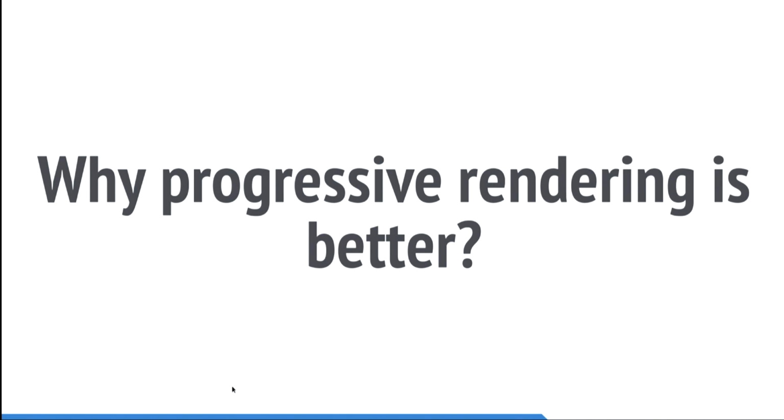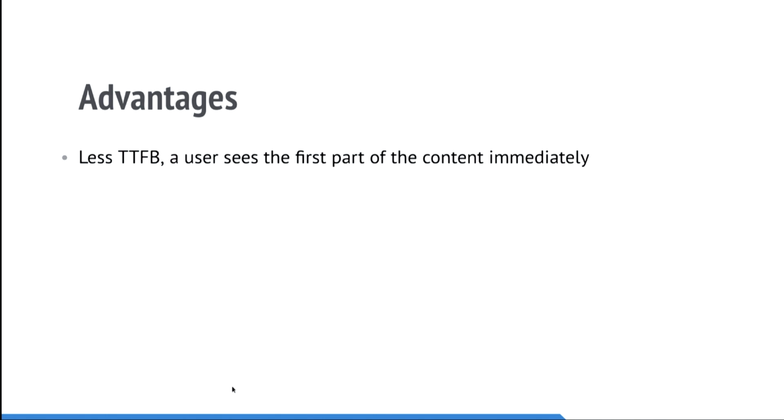So, why is progressive rendering better? The first thing I already mentioned is less time to first byte. For some projects, it's really an important metric used by teams, by performance engineers, and others in the company. Also, it's very important for our user experience, because users should see our app as soon as possible, even though it's maybe not completely ready, but we need to show something that works for our user.